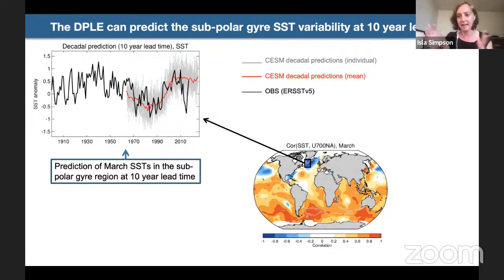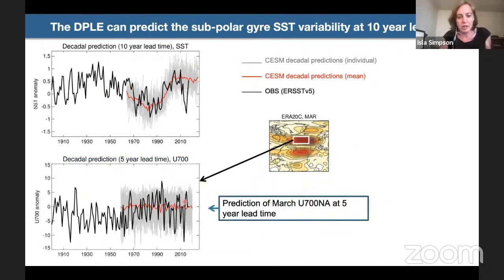So the model predicts the SSTs, and it's not just persistence, right? It starts somewhere here, and over the next 10 years, it knows it's going to go positive. In contrast, if we look at the prediction for the winds in the North Atlantic, the model does not predict the winds. So this is at 5-year lead time, but the same is true at shorter and longer lead times. So what this tells us is the model is predicting the SST variability without predicting the winds.